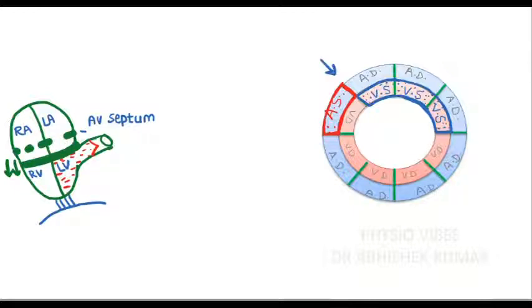Now we can see two implications of this event. Due to the pulling down of AV septum, we can see that the size of the atrial chamber has enlarged. It means that the pressure inside the atrium has decreased, and due to a low pressure zone created in the atrium, the blood is sucked into the atrium. Hence, atrial filling occurs.